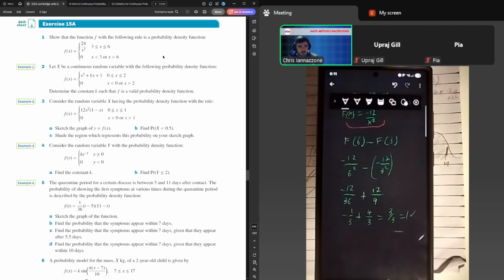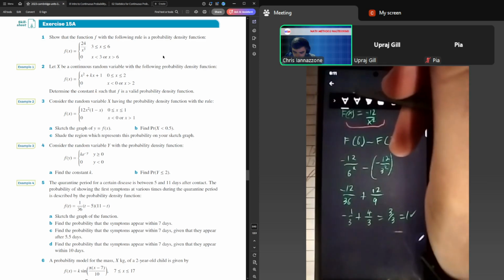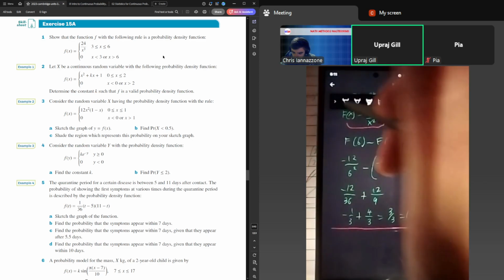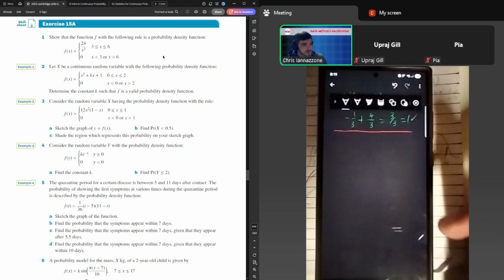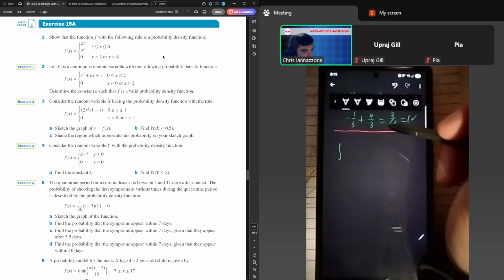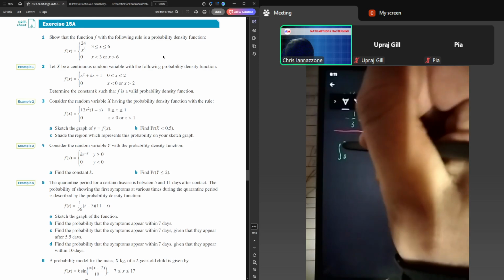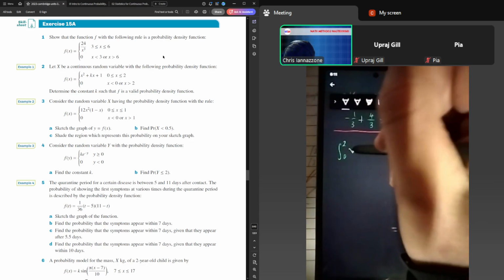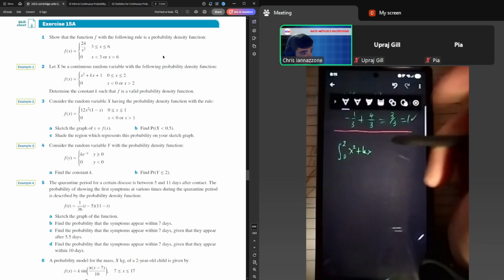Does anyone want to see that happen live? Or should we move on to 3b? Chris, can we do that live, please? Sure can. Okay, so first up, definite integral from 0 to 2 of x squared plus kx plus 1.